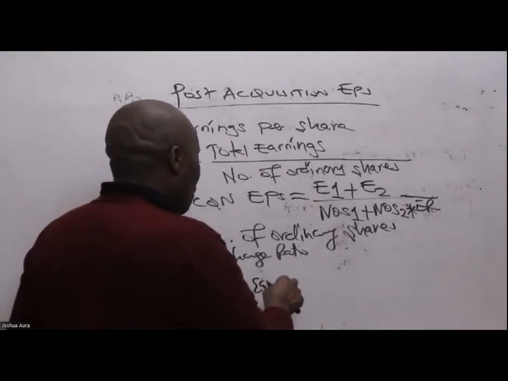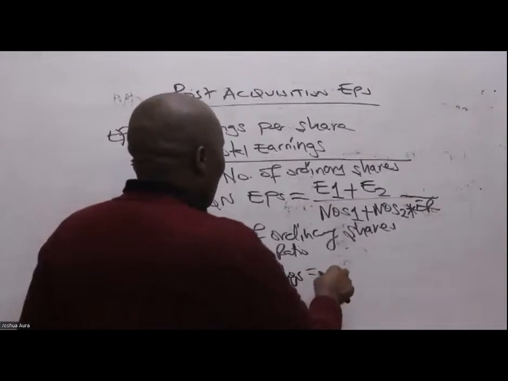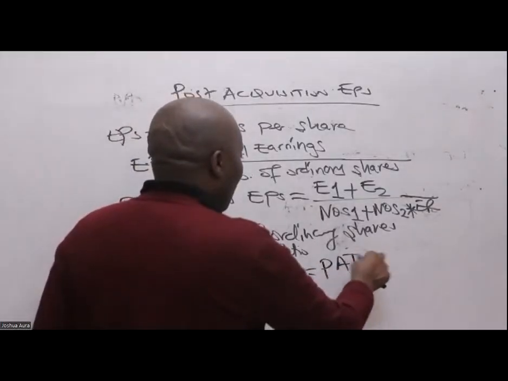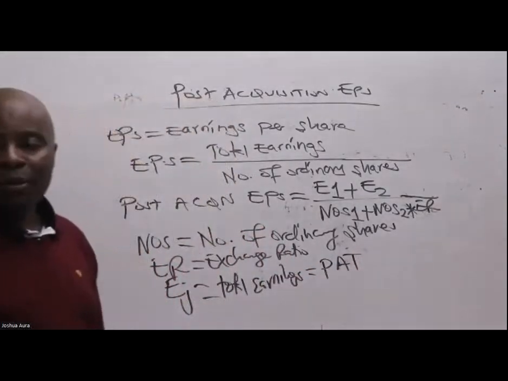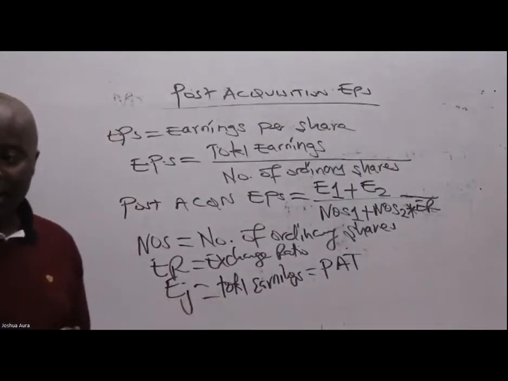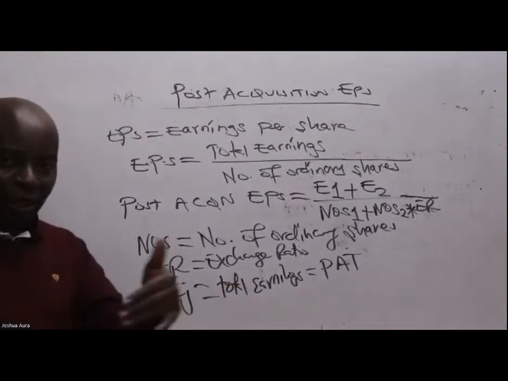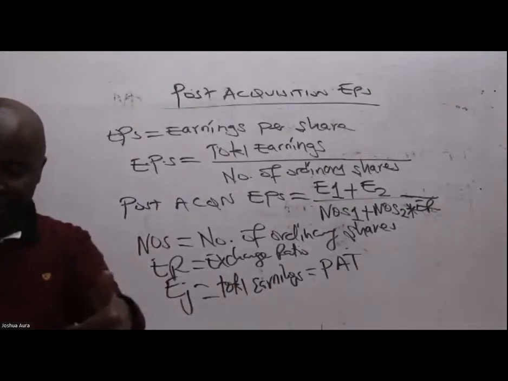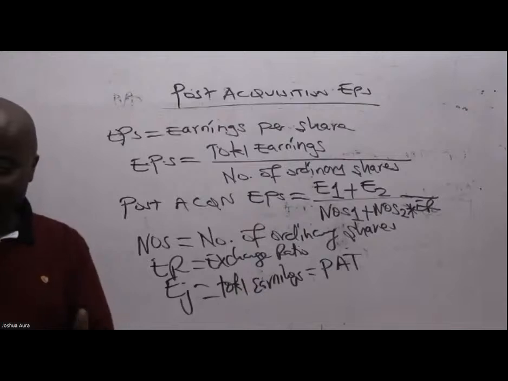The total earnings, in our case here, would always be the profit after tax part. Profit after tax. Please write up to here. And once you write up to here, could you kindly put your thumbs up like this? As they put up their thumbs, that is the signal that Mwalimu should continue.